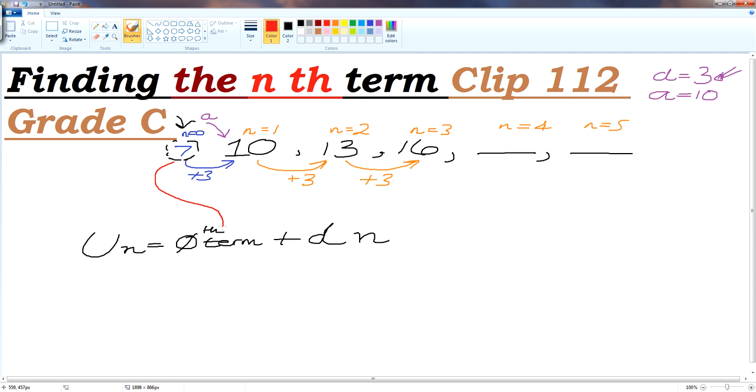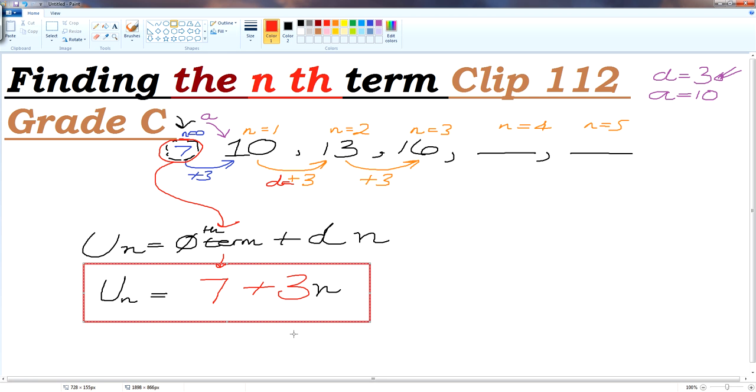The 0th term, what do you say the 0th term was? What's the value? The 0th term is 7. What was the difference? Difference is 3. And the n is the general term, which means any term number. And this is giving us our nth term, which is represented by this formula here. Okay, are we happy with that so far?